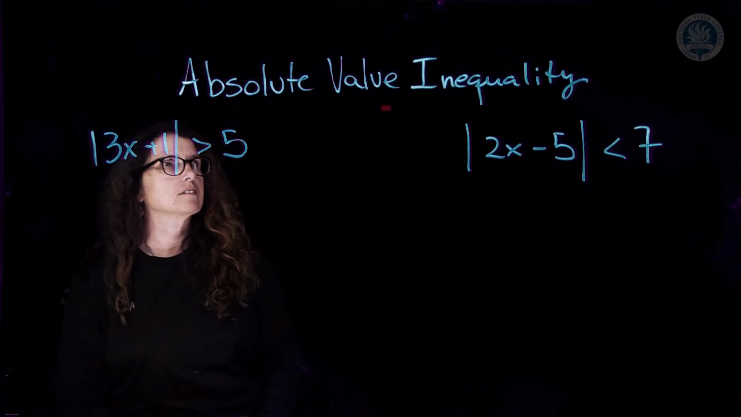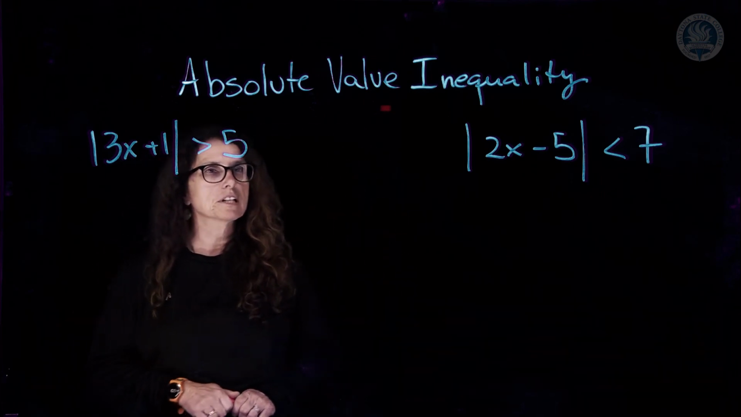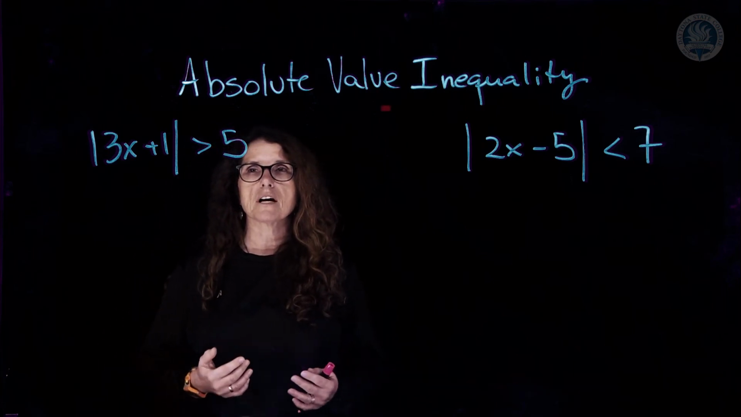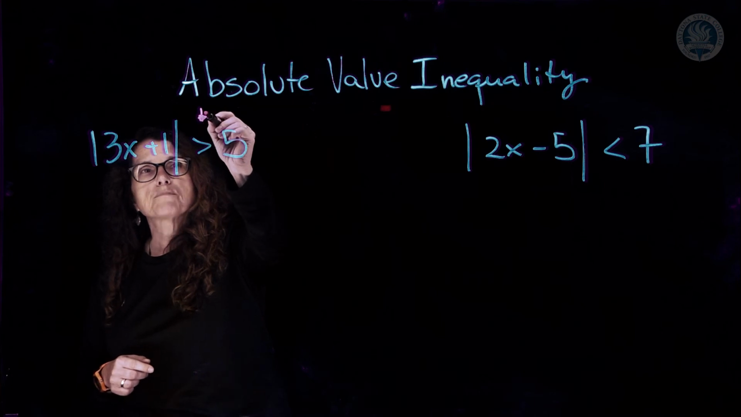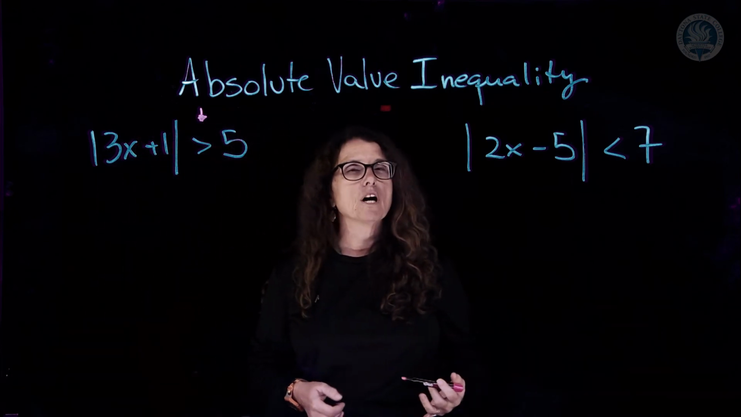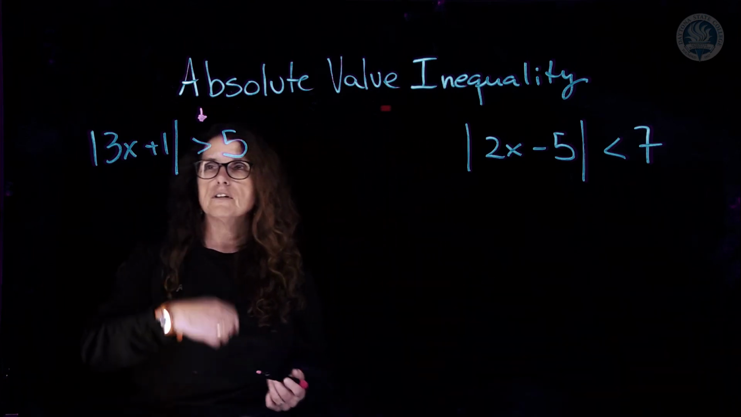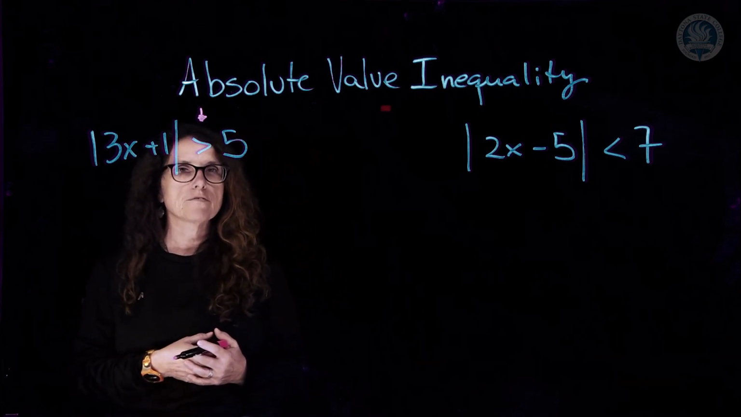Now we're looking at absolute value inequalities. Absolute value inequalities, again, the difference between the inequality and the absolute value equation is the symbol. Absolute value equations have an equal sign. Inequalities have our inequality symbols. So here we get the absolute value of 3x plus 1 is greater than 5.